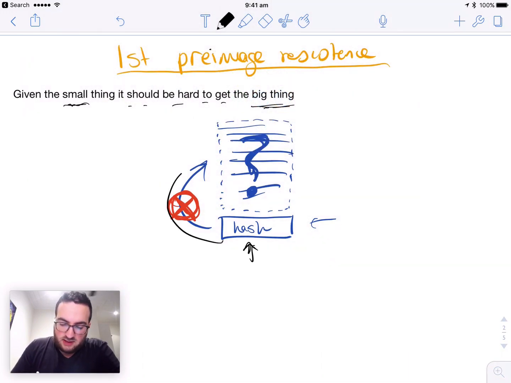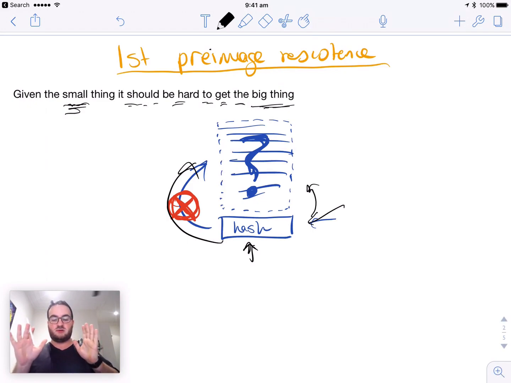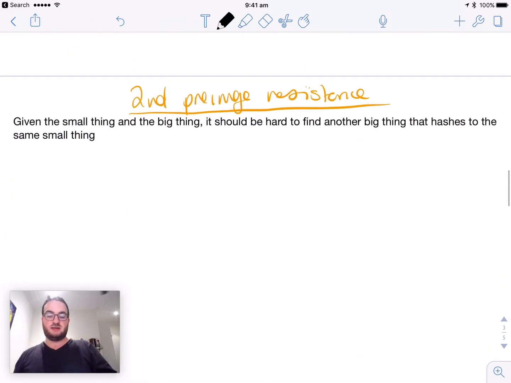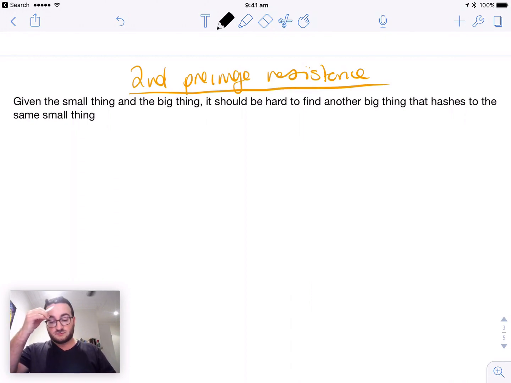Down here, it should be really hard to go backwards. So that's the first preimage resistance. Given the small thing, given the hash, it should be really hard to get the big thing, to go backwards. Hashes should be hard to reverse. That's the first preimage resistance. So let's talk about the second preimage resistance.